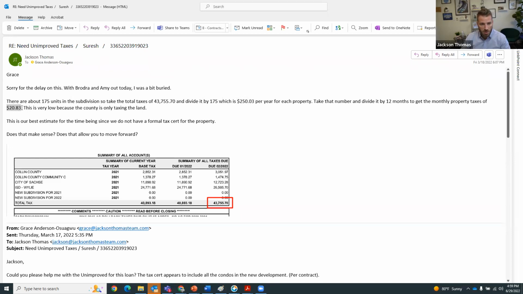Okay. So then this would be 250 divided by 12. That means the unimproved amount would be 2083. Okay. Now that's the second way. The third way is if you have no way to calculate it. If you are in a loan partner one role, you guess. Just put $50 as a placeholder.